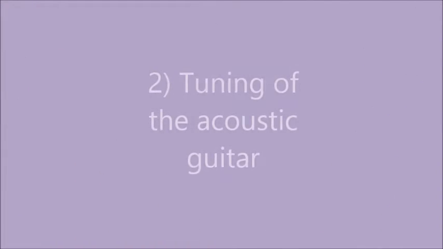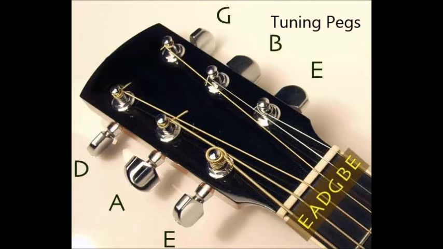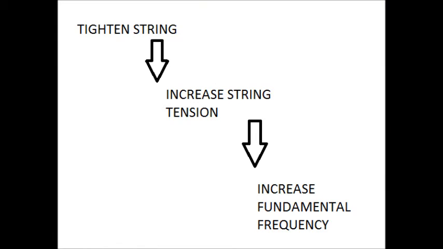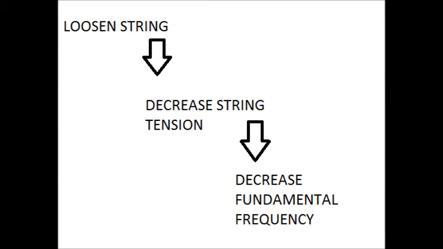First off, the guitar needs to be tuned using the tuning peg. Tightening the string means we are increasing the tension in the string, and thus increasing the fundamental frequency. The opposite is true too. By loosening the tension in the string, the fundamental frequency decreases. Thus we hear a lower pitch.